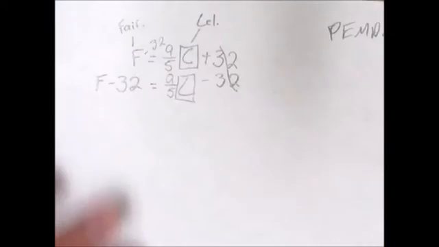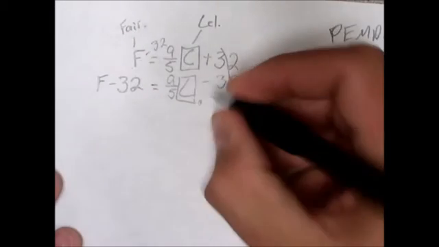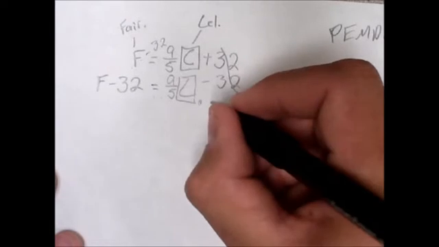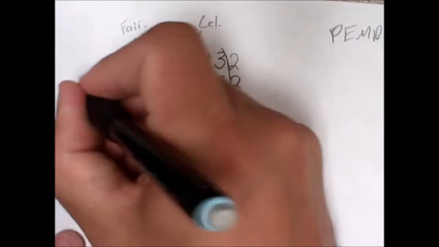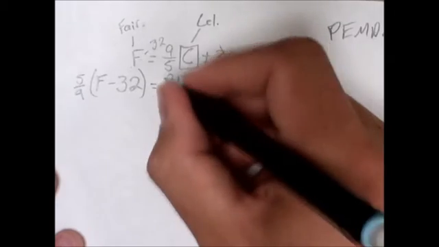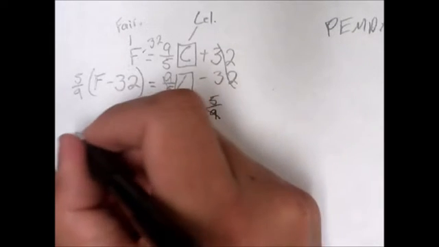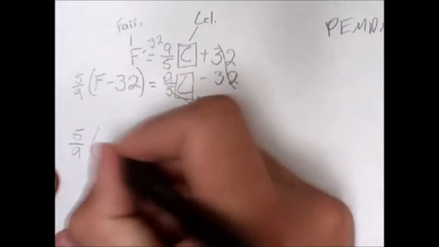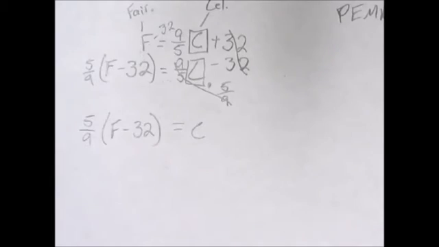How do you get rid of a multiply by 9/5? Divide. You have to divide, but can you divide fractions? What do you have to do? You have to multiply by the reciprocal. What is the reciprocal of 9/5? 5/9. So what I do to one side, I must do to the other. So this 9/5 and 5/9 cancel each other out. C equals 5/9 multiplied by (F minus 32), and you're done.